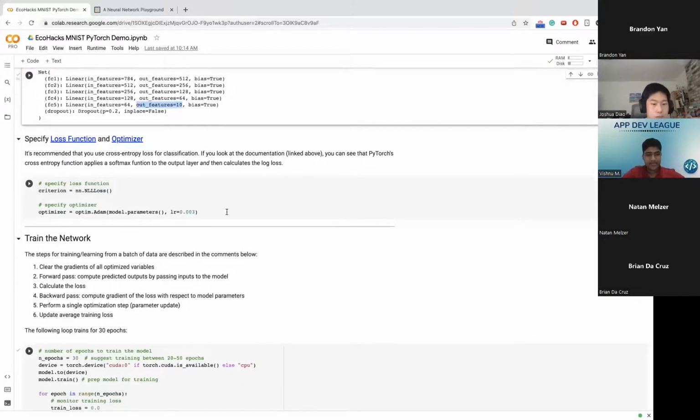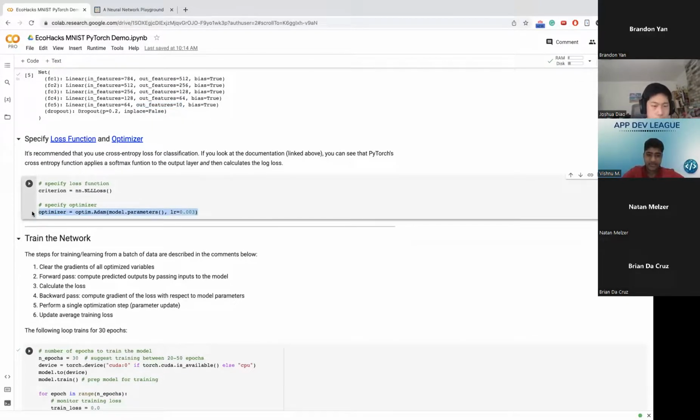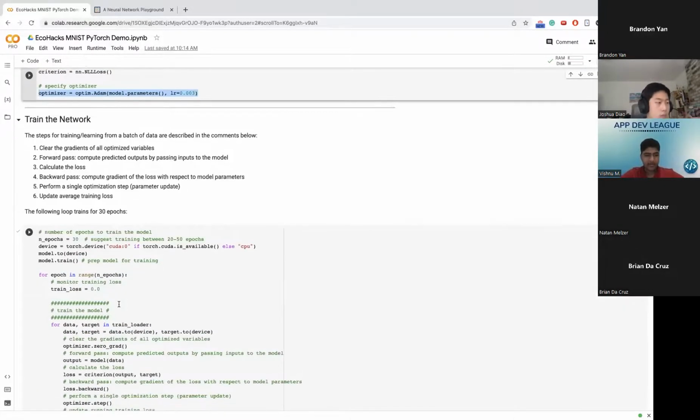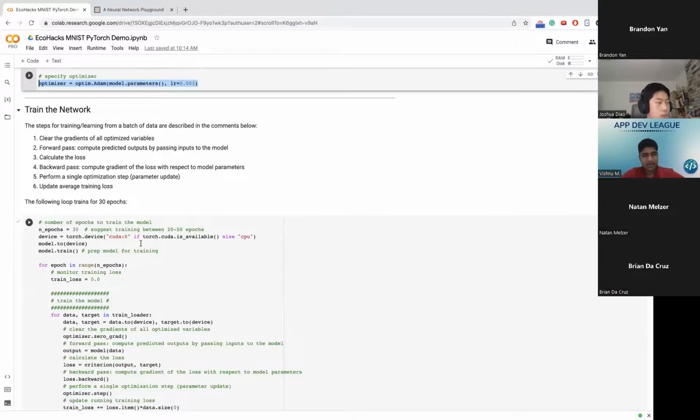And this optimization thing actually also does the gradient descent. So instead of having to apply all the partial derivatives and stuff, PyTorch makes it really convenient to implement a machine learning model without having to write out a lot of code. So now we have training.